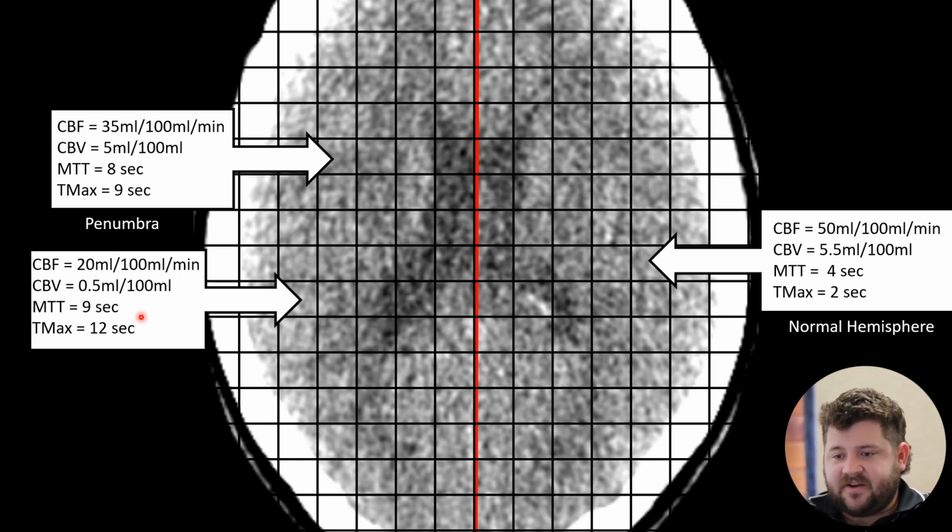So in our other voxel down here, we've got a very reduced blood flow, a very reduced blood volume, a really, really delayed MTT, and it's taking a really long time for that contrast to reach maximum enhancement. So this area we would classify as our core infarct. So even if we can restore flow to this particular part of the brain, it's not going to recover.